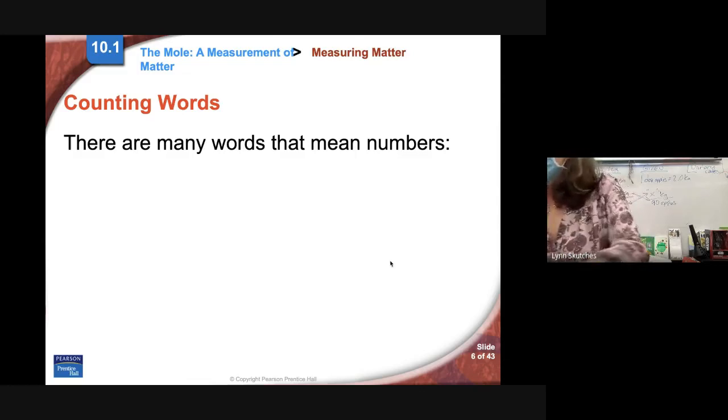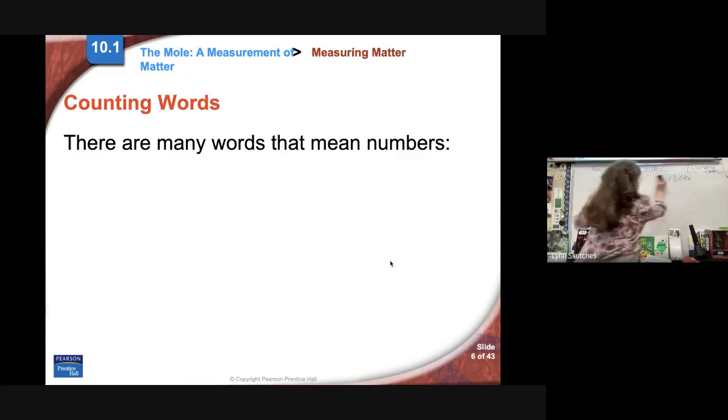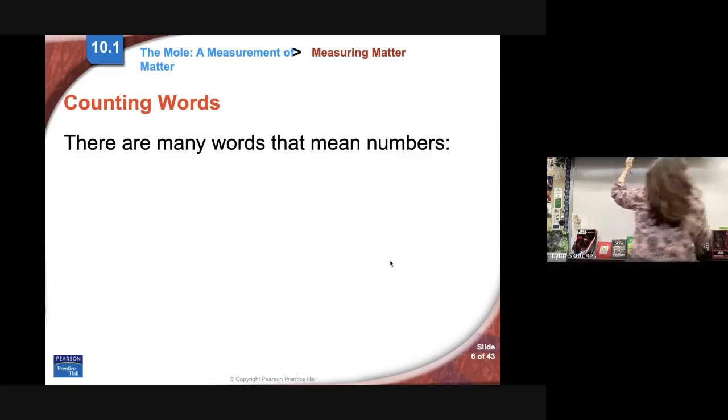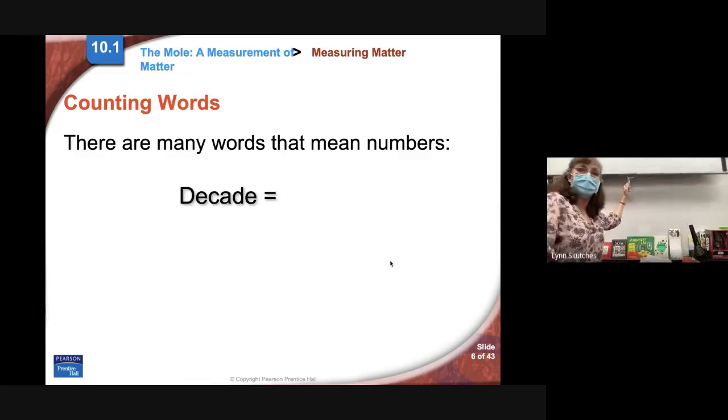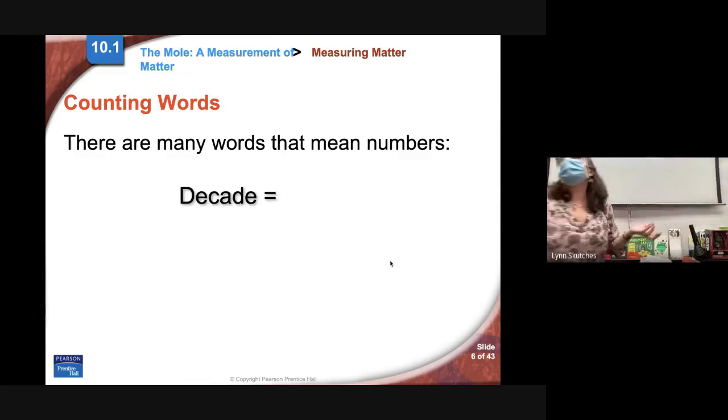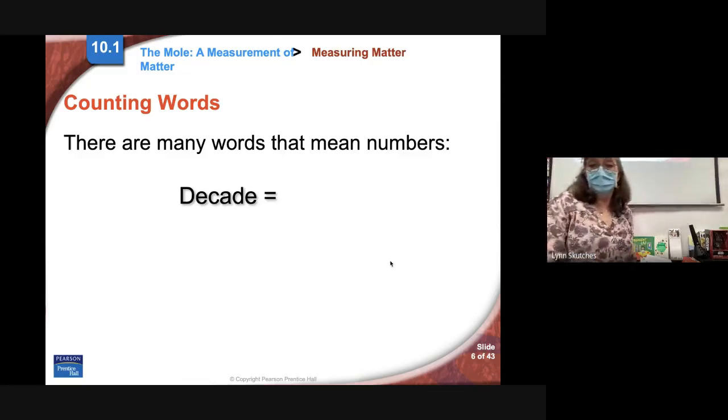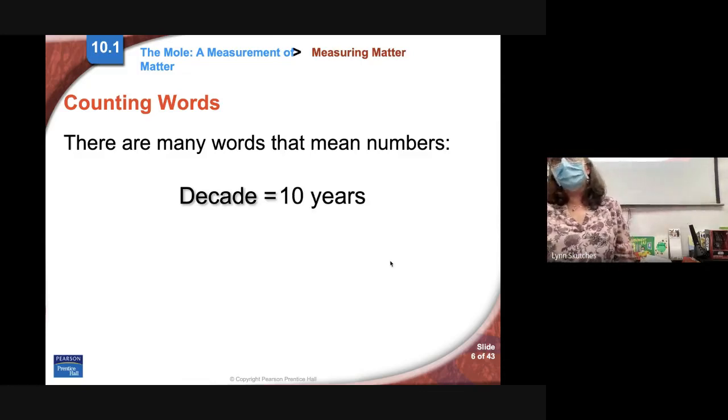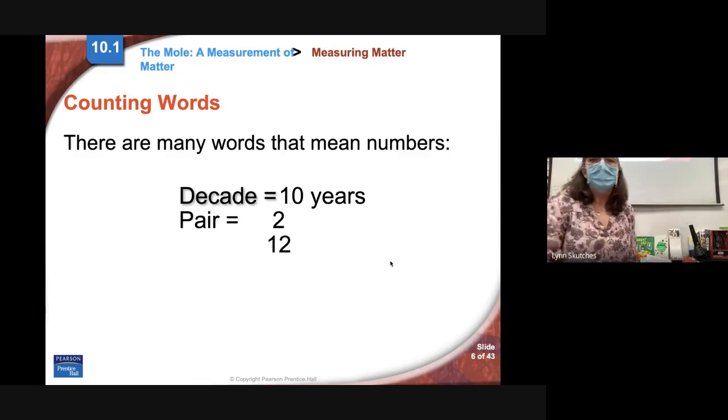All right, there are words that mean numbers. Obviously, a dozen means 12. There are lots of words that mean numbers, and some of them you know, and some of them you don't, and some of them are for specific things. So most of us know that a decade is 10 years, right? I'm not going to say have a decade of pens. It's kind of silly. But anyhow, two things. You have 2 shoes on your feet. A pair. Yeah.